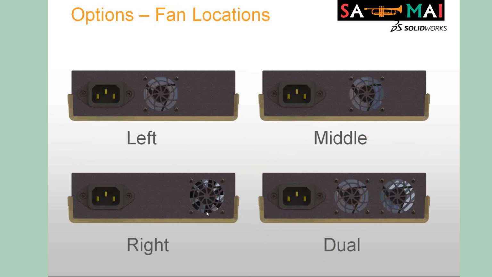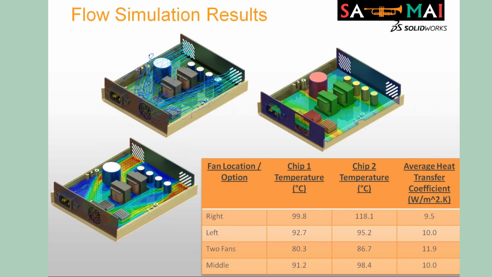So again, in order to do that, we're going to look at four different options: a left, middle, and right fan location, as well as a dual fan location. And after looking at these, what we're going to see is chip 1 and chip 2 are really what we're trying to obtain, and both of them have to stay below 100 degrees C. So with the fan in the right location, chip 1 stays there, chip 2 does not.